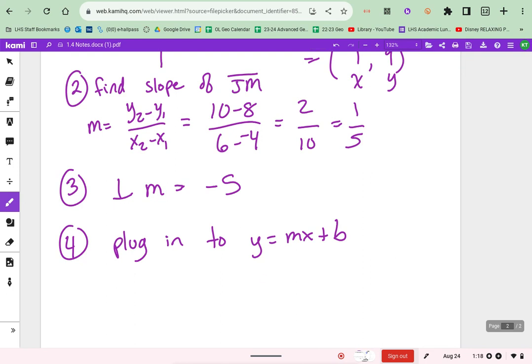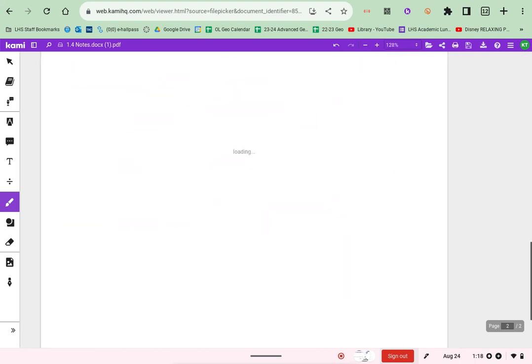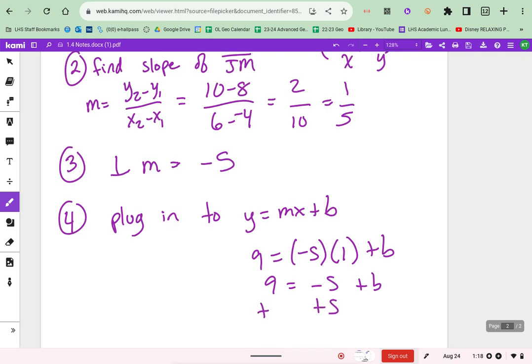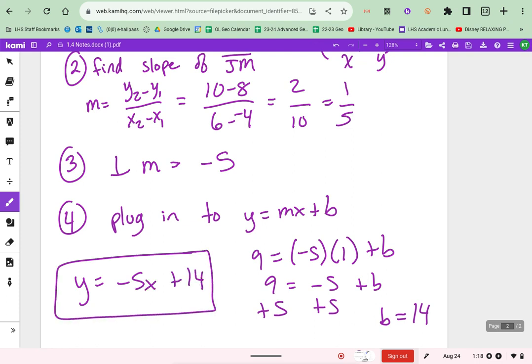So I've got 9 equals -5 times 1 plus b. So I'm just going to add 5 to both sides and get b is 14. So my final equation is y equals -5x plus 14. And that is my perpendicular bisector.